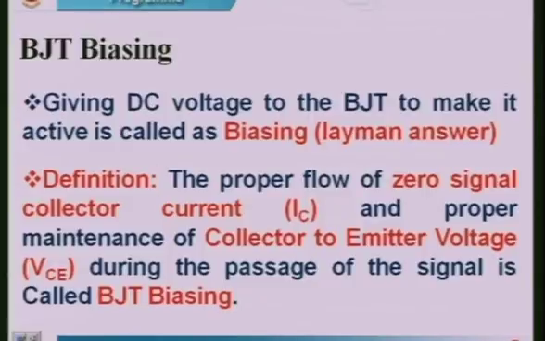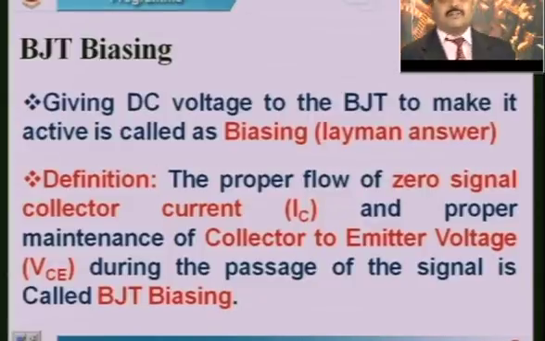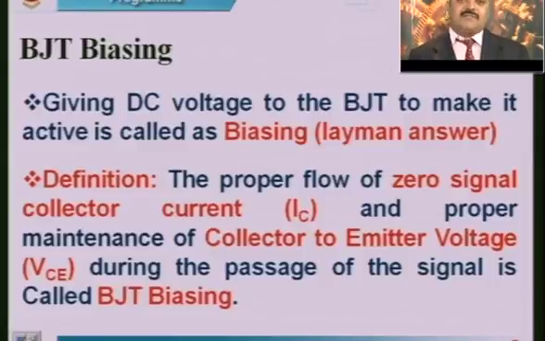So, what is the food for the electronic devices? The food for electronic devices will be the DC voltages and currents. As we eat the food, just like that, we need to provide the food for the devices to make it active. So, one such definition of BJT biasing is giving DC voltages and currents to the device. So, it is a layman answer.